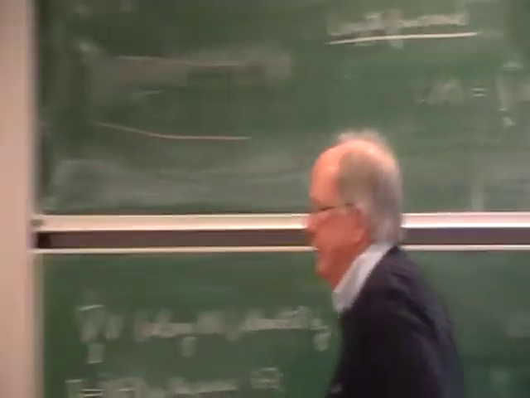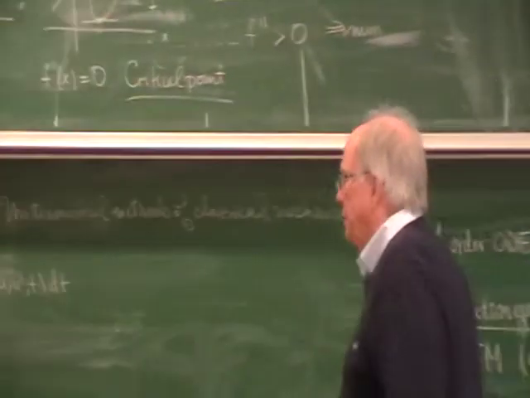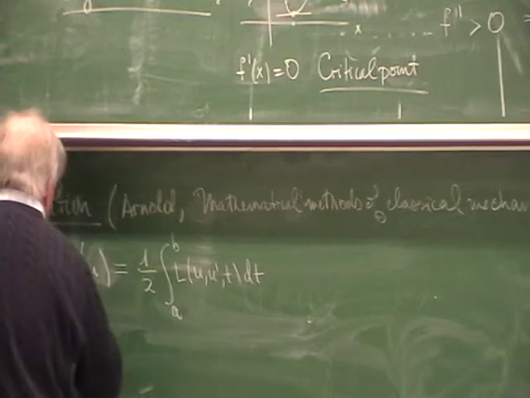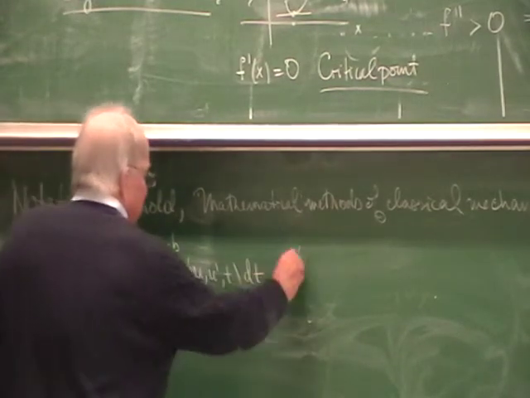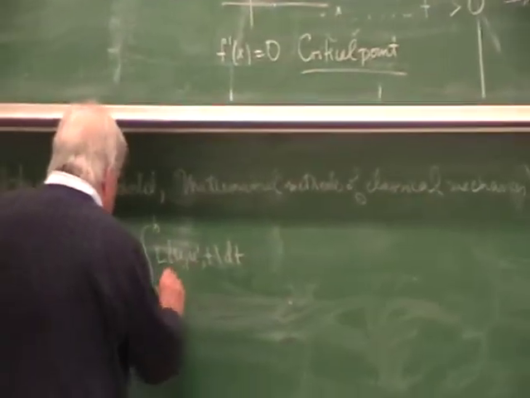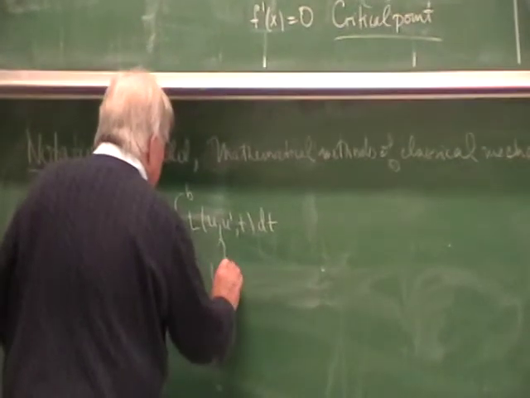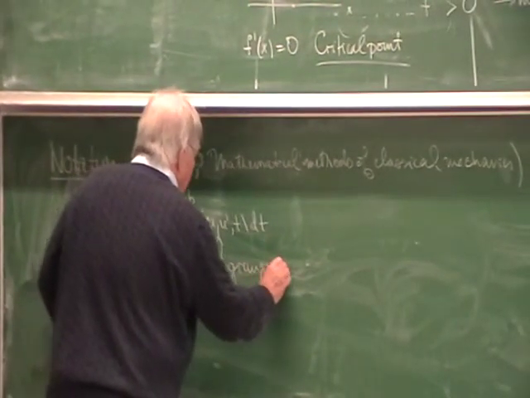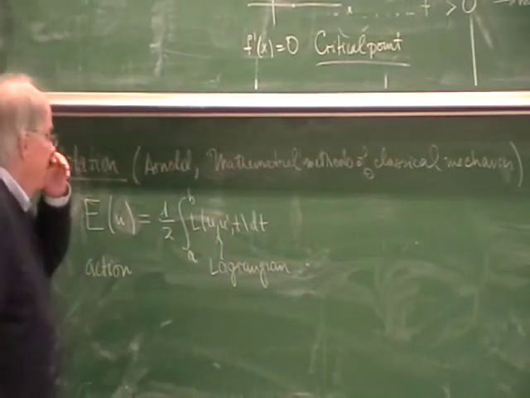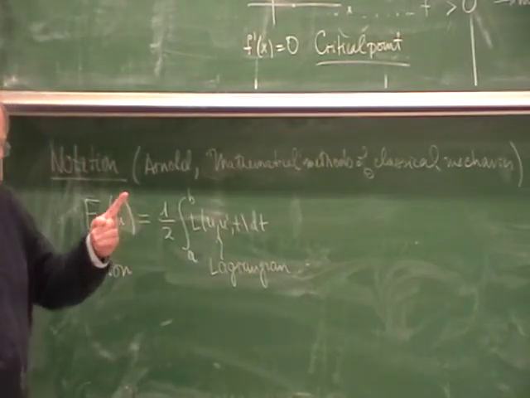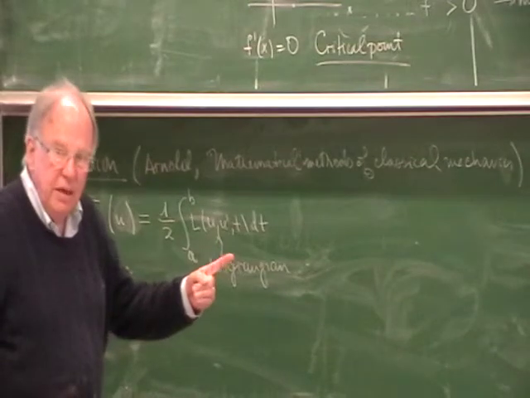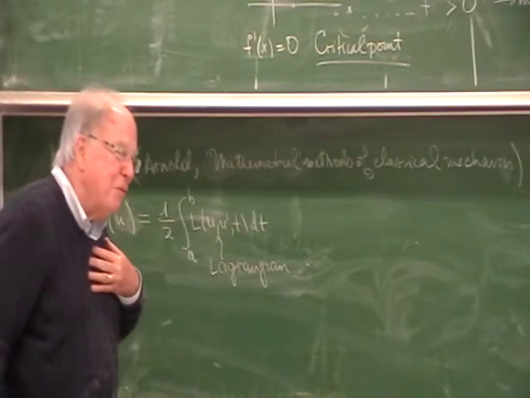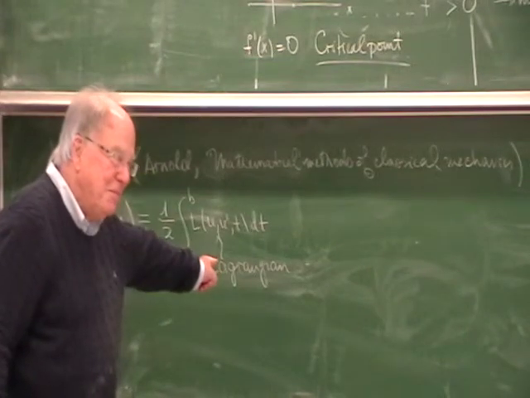So this is the notion. This is the action or energy. U is a function of t, and this is called the Lagrangian. And now I will stop the lecture this afternoon, but let me warn you. Let me just tell you how confusing it is for mathematicians to look at this.